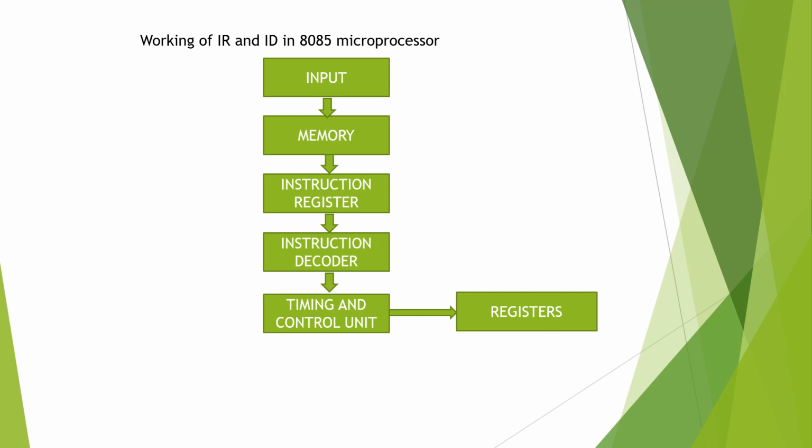So initially we know input is there, memory is there, and then we have the registers. But in between we have the instruction register, instruction decoder, and timing and control unit. The instruction register will identify what operation is to be performed and gives it to the instruction decoder. Instruction decoder will interpret the type of instruction, and what are the exact steps to be followed will be decided by it, and then it will be given to the timing and the control unit. The output of the timing and control unit will go to the registers, that is the CPU.